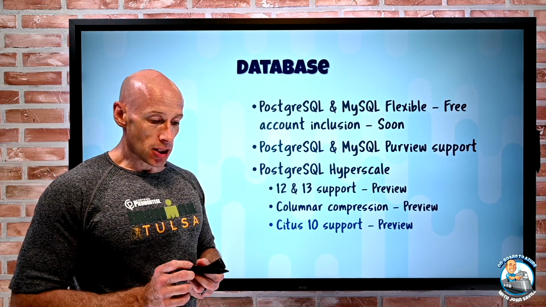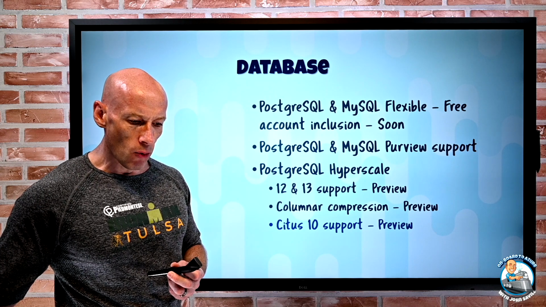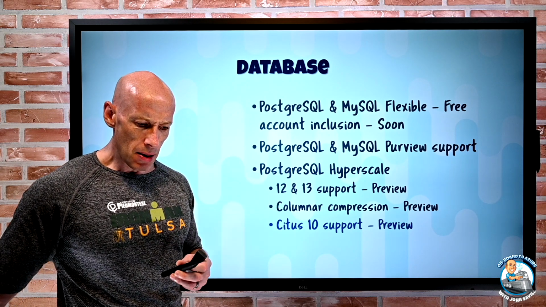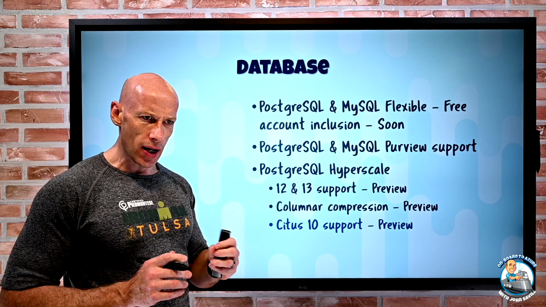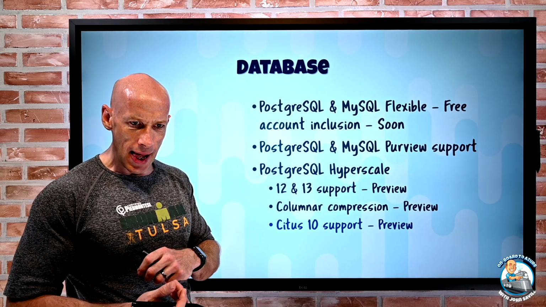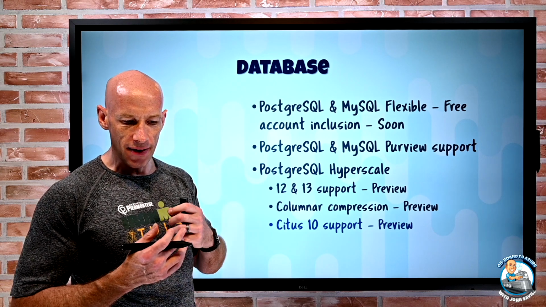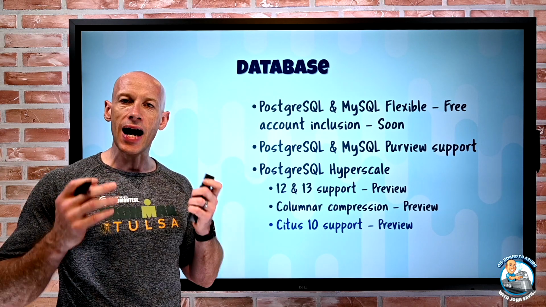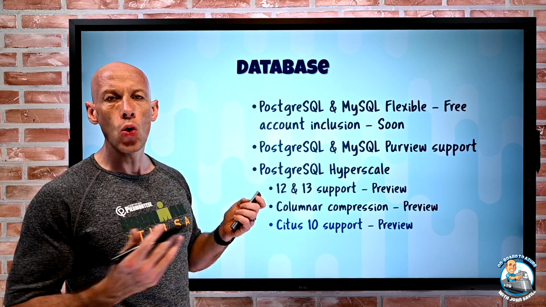And then Citus 10 support. So Citus 10 adds a whole bunch of new features. Obviously one of those is the columnar compression, but it's also got, I think, joins and foreign keys between local Postgres and Citus tables, improvements to SQL and data definition language support, simplified operations, and various other things. So all goodness.